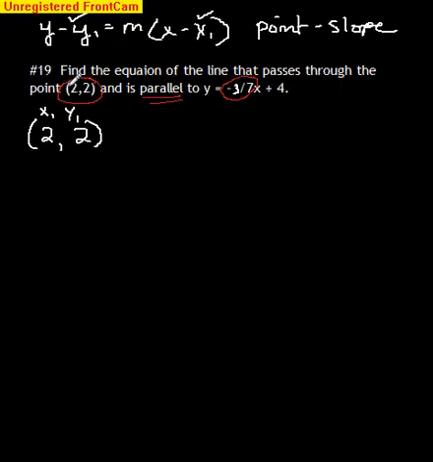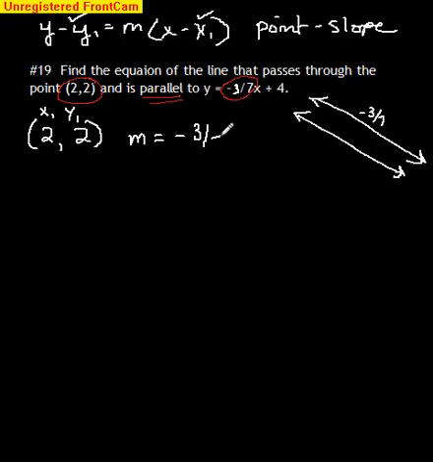Yep. And your slope, if it's going to be parallel to a line, that means it's going to have the same slope as the line it's parallel to. So if one line slopes this way and its slope is -3/7, the line parallel to it is going to have the same slope, but it's going to cross the y-axis at a different point. So our slope again is going to be -3/7.